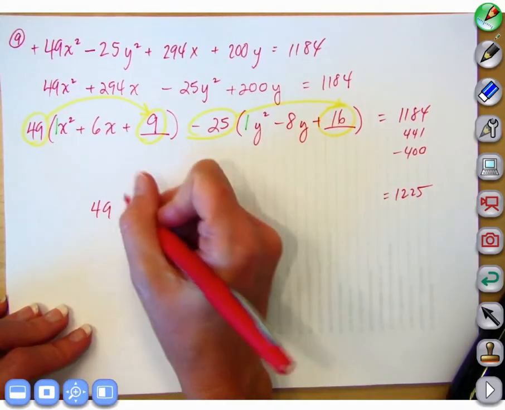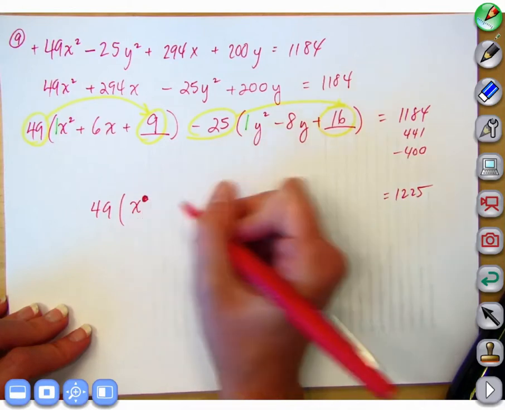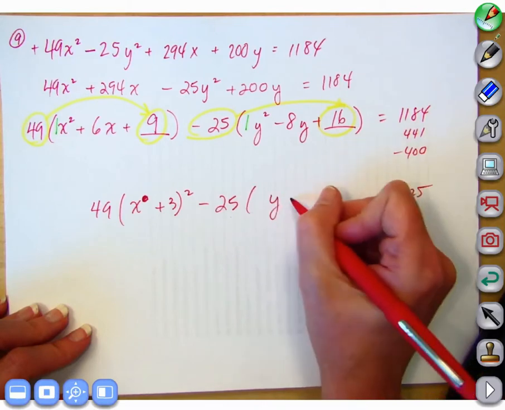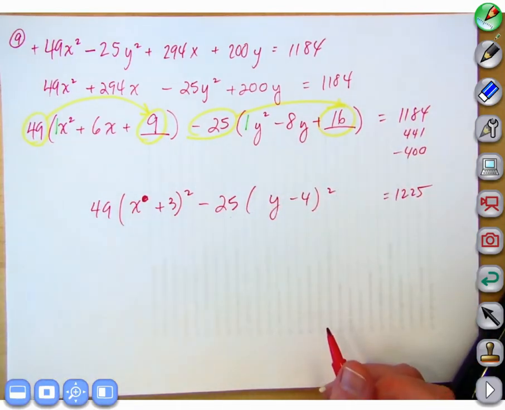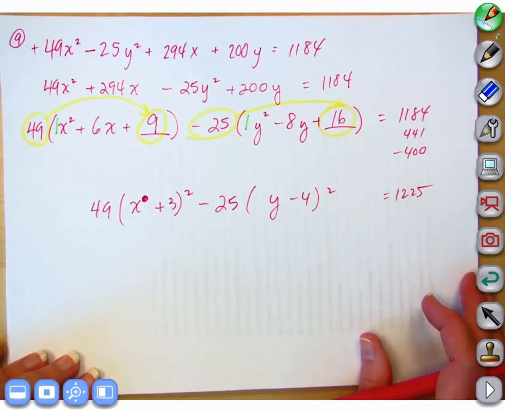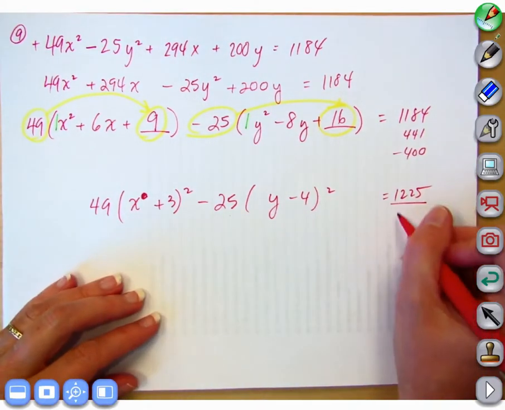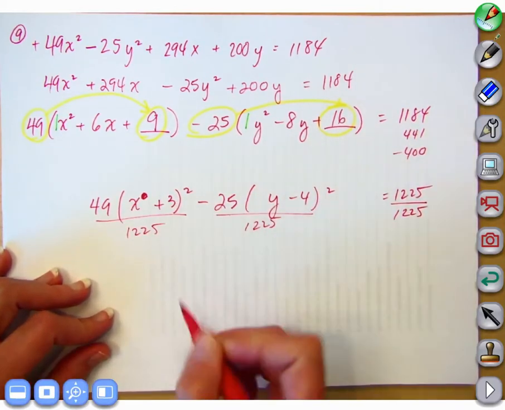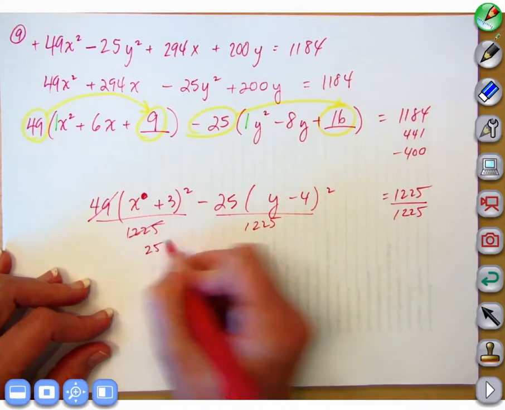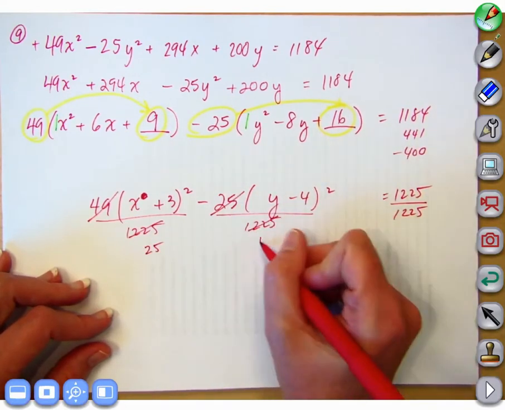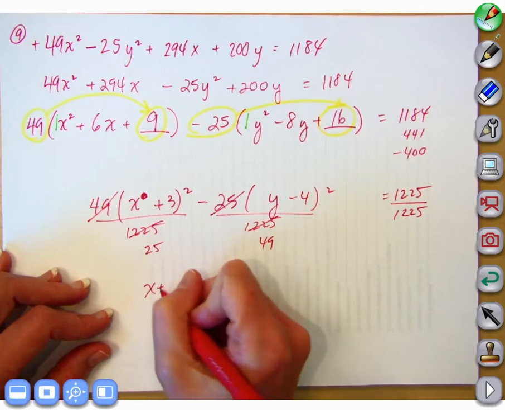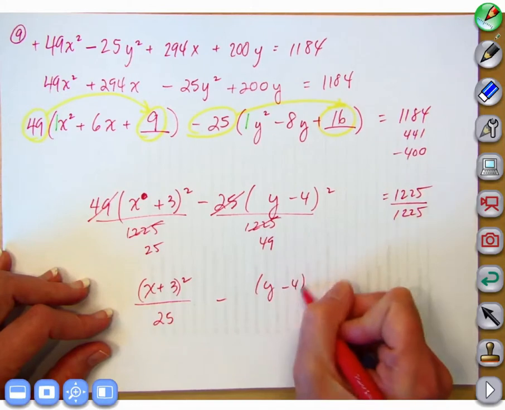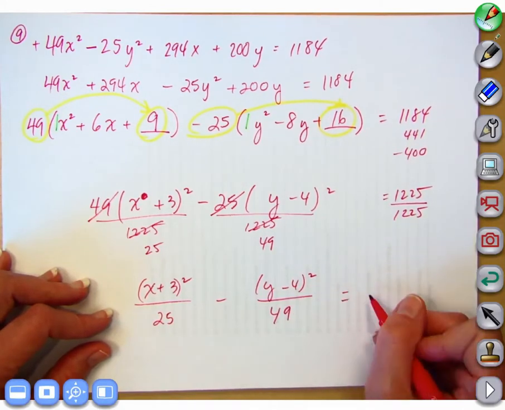Now let's factor both of these. So 49 times x plus 3 squared minus 25 times y minus 4 squared. And then to get this in standard form, what's the last step? Divide by the 1,225, because we want this whole thing set equal to 1. So 49 goes into that 25 times. 25 goes into that 49 times. So we have x plus 3 squared over 25 minus y minus 4 squared over 49 equals 1.